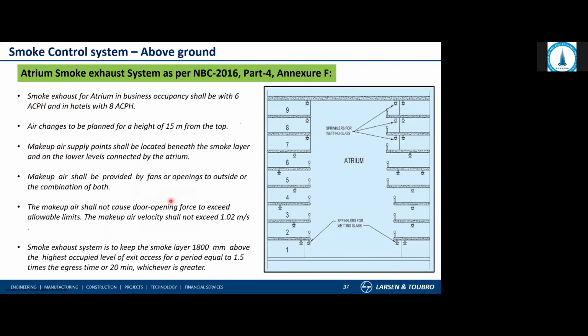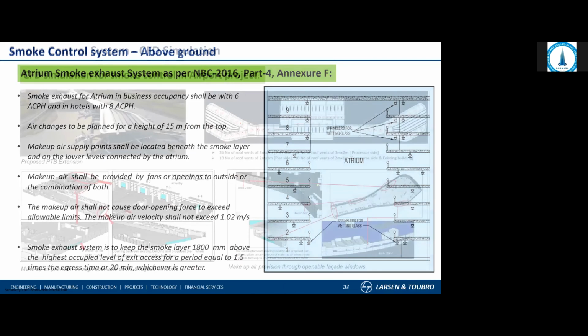NBC 2016 very nicely explains how we can do the atrium smoke exhaust system for any building. Either it can be a mall or a larger lobby, such as entry lobbies in big IT parks or office buildings. So how we can do it, and what are the total air changes, 6 to 8 air changes we can consider. So it's a nice guideline they have given in Annexure F.